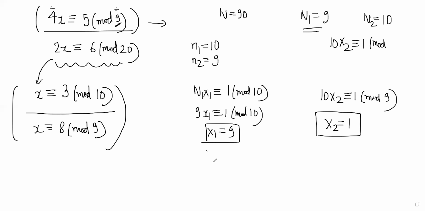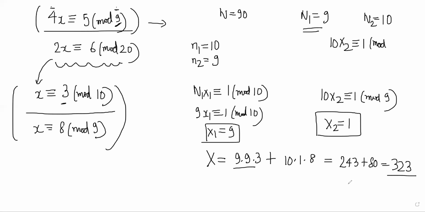Correct. So capital X is N1 X1 B1, 9 into 9 into B1, where B1 is 3, plus N2 X2 B2, 10 into 1 into B2, where B2 is 8, right? So this becomes 243 plus 80, which is 323. Mod 90, we subtract 270. So x is equal to 53 mod 90.